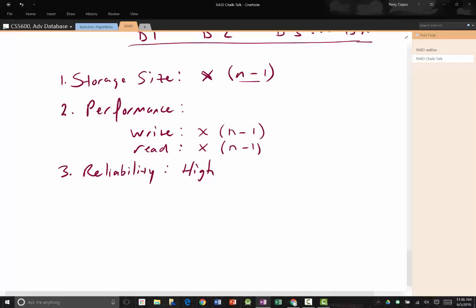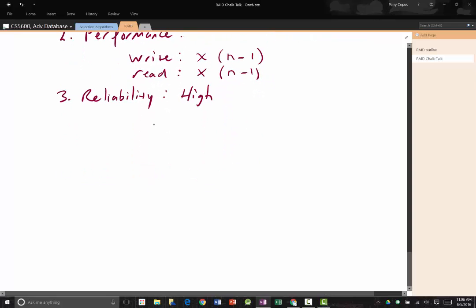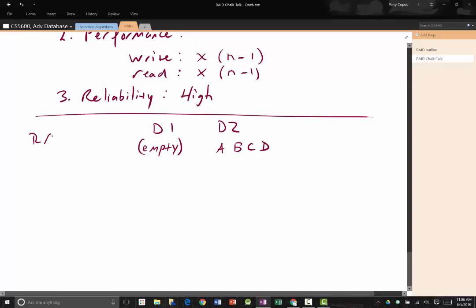Now if I have a 2-drive array, so that I've got drive 1 and drive 2, let's say drive 1 was the one that failed before, so I have a new one that's empty, and I have drive 2 that has A, B, C, and D. We're talking about RAID 1 here, okay? If this is my scenario, drive 1 failed before, so I replaced it with a new empty drive. What do I have to do? I have to copy all of this to drive 1.